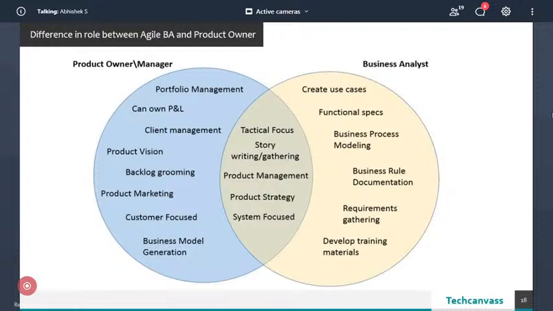So there comes the overlap between a business analyst and the product owner.